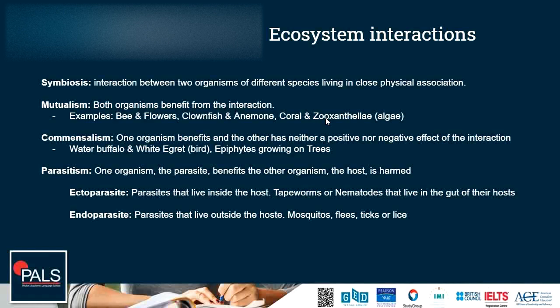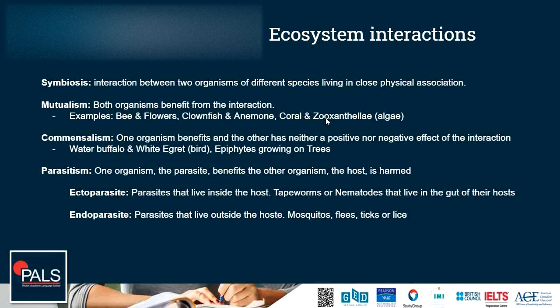This is where one organism, the parasite, benefits from the interaction, whereas the other organism, the host, is harmed by the interaction. We have ectoparasites. I mixed that up here. We have to change that. Ectoparasites are parasites that live on the outside of the host. For example, mosquitoes, fleas, or ticks, or lice, or some epiphytes that live on trees. Their roots might break through the bark and access the sap of the trees, extracting some of the sap, which gives the tree a negative effect. So some epiphytes are parasitic.